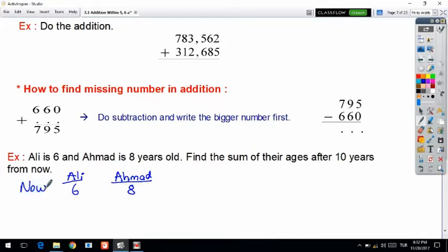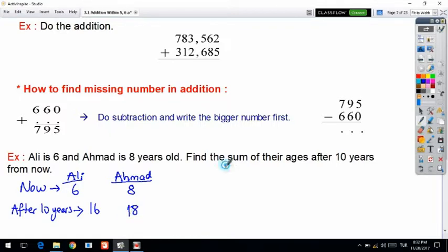So I am writing here now. Now Ali is 6 and Ahmed is 8 years old. But what about after 10 years from now? I am writing here after 10 years. Okay, Ali could be, after 10 years, 6 plus 10 is equal to 16. Then Ahmed could be, after 10 years, 8 plus 10 is equal to 18.